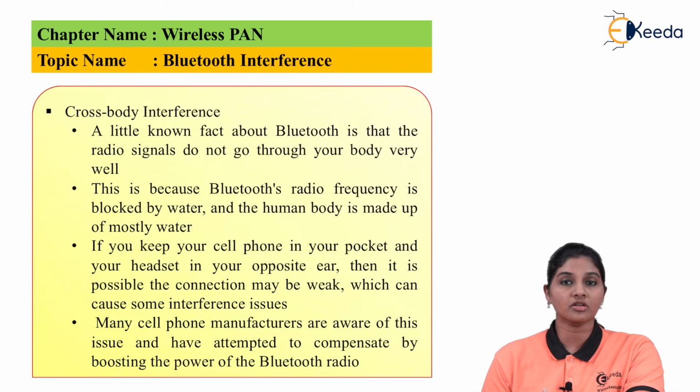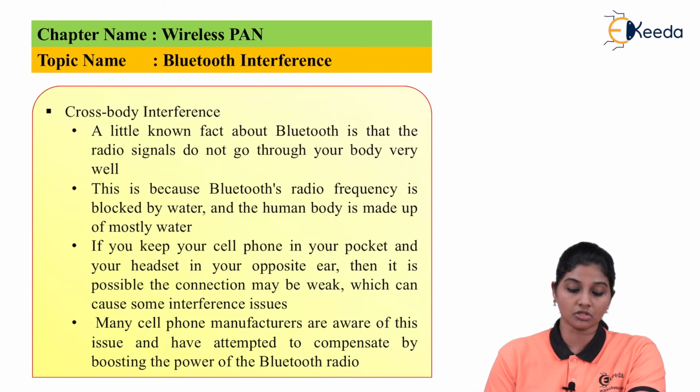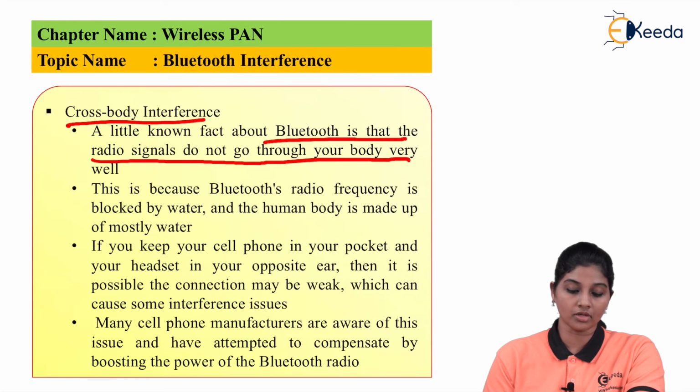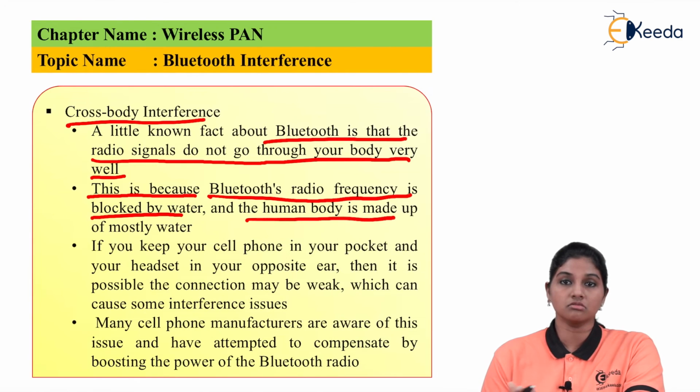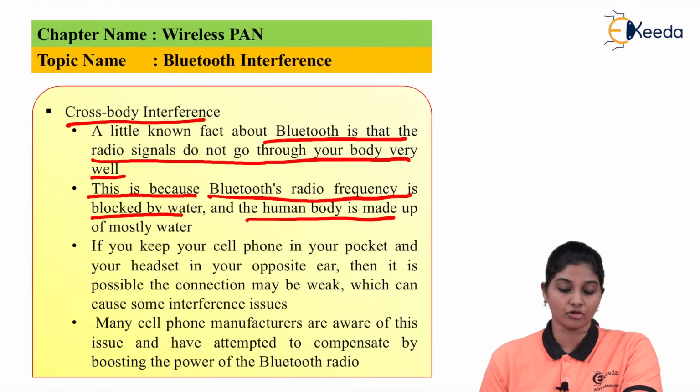The next type of interference that occurs in Bluetooth is cross-body interference. Bluetooth radio signals do not go through the body very well. This is because the Bluetooth radio frequency is blocked by water and the human body, which is mostly made up of water.